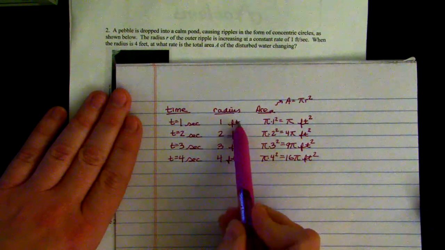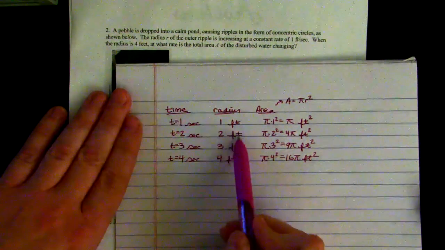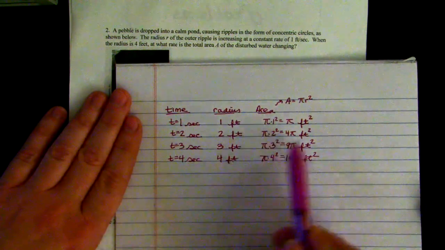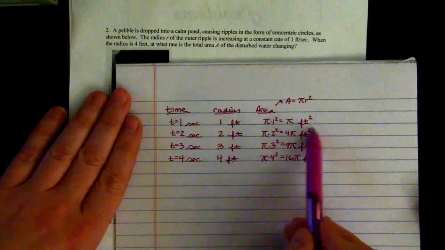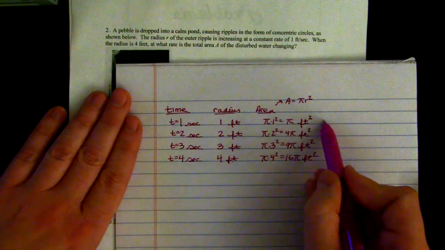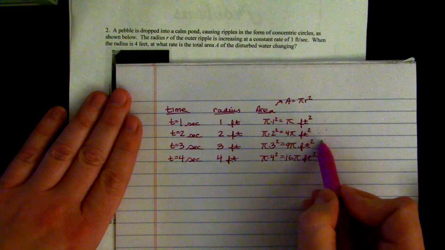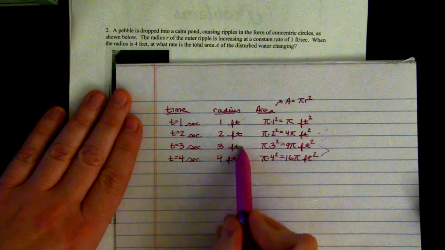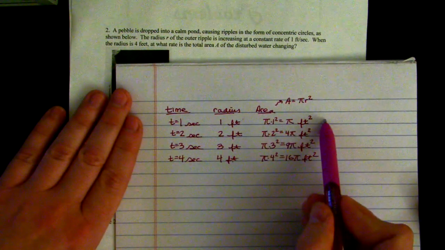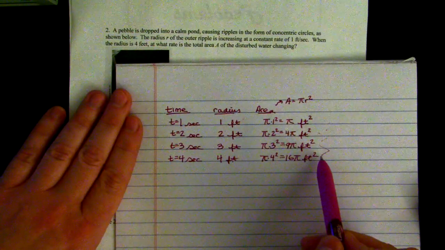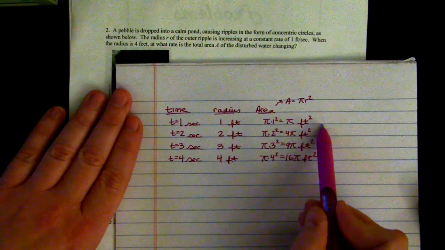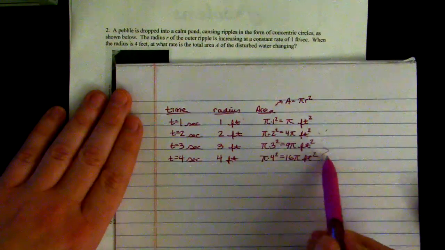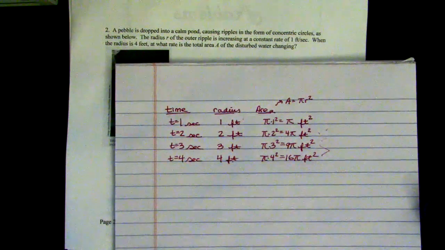the radius is increasing at a constant rate, 1 foot, 2 feet, 3 feet, 4 feet, but the area is not. Pi feet squared to 4 pi feet squared, so that's an increase of 3 pi. Then I have an increase of 5 pi, then an increase of 7 pi. Even though the radius was increasing at a constant rate, the area is not. The area is increasing at an increasing rate, 3 pi, 5 pi, 7 pi, and so on.